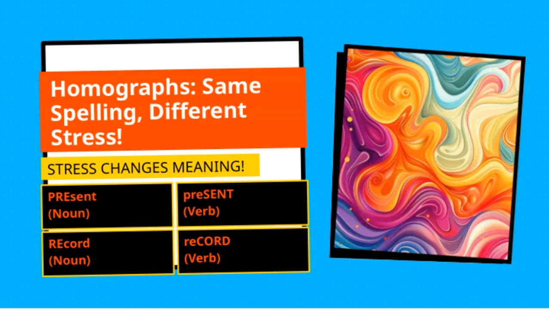or a document. The same pattern applies to present. As a verb, present with stress on the second syllable, it means to show or display. As a noun, present with stress on the first syllable, it refers to a gift or the current moment. This concept is really important because homographs like these have the same spelling but different meanings, and that change in stress is what makes each meaning clear.